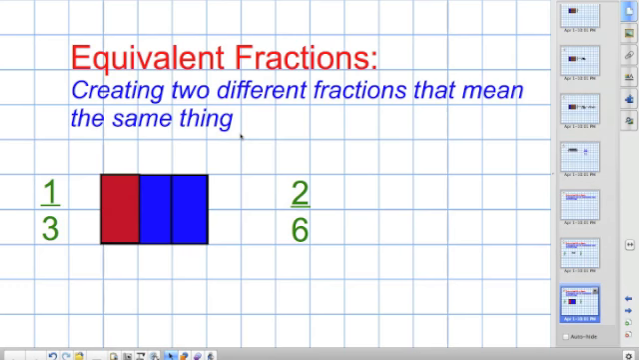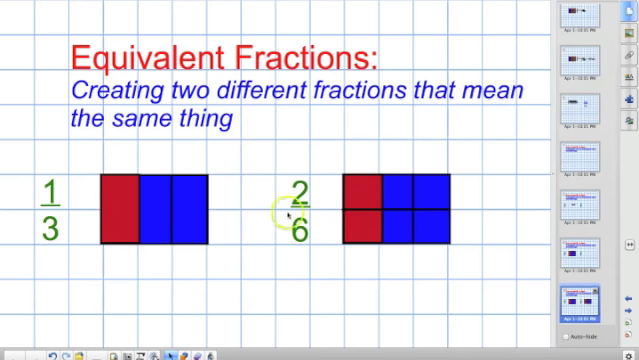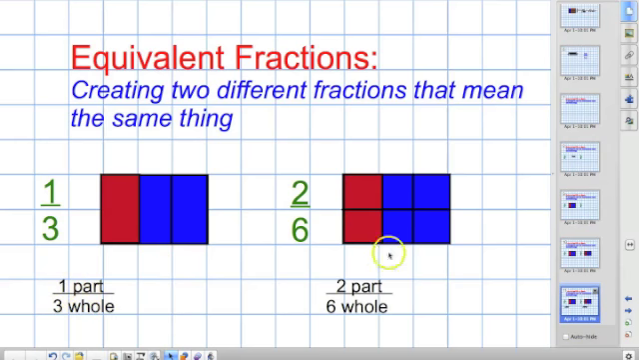In this picture, we have 3 equal parts, and one part is colored red. In this picture, it looks almost the same, but we have lines dividing. Really, does the picture look any different? We have 6 parts, 6 equal parts, and 2 parts are colored. But the pictures look equivalent, or they look the same. 1 part out of 3 wholes. 2 parts out of 6 wholes. Same picture, equivalent fractions.